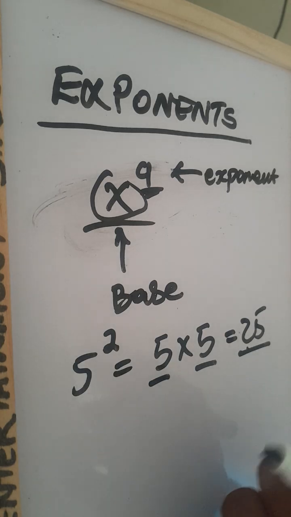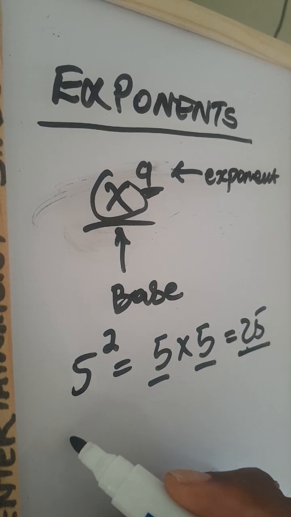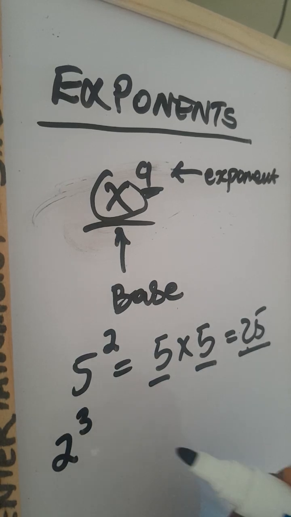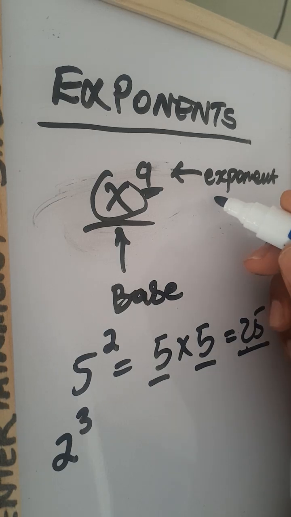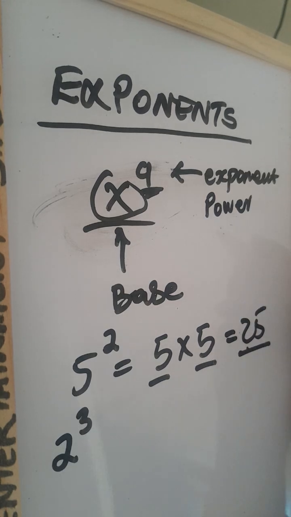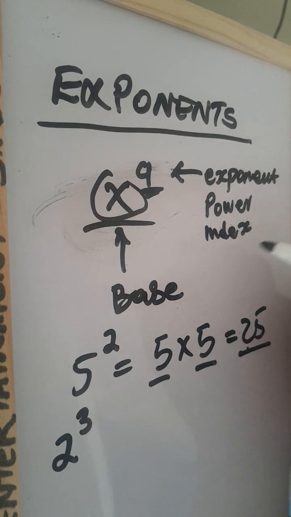I will give you a few examples. Another example will be, let's say, 2 to the power 3. Okay, another thing is that the exponent has got different names. Either you call it exponent, or some will call it power. That is why you heard me saying to the power. You can call it power, you can call it index, or you can call it order.